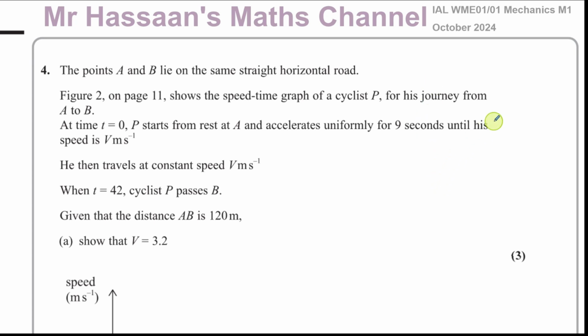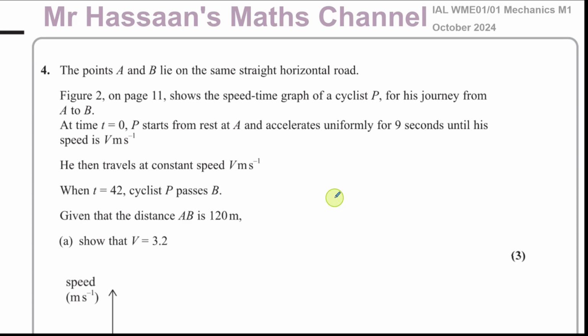And this question here is about speed time graphs, and the points A and B lie on the same straight horizontal road. Figure 2 on page 11, which I've just brought down here to make it easy for us, shows a speed time graph of a cyclist P for his journey from A to B.